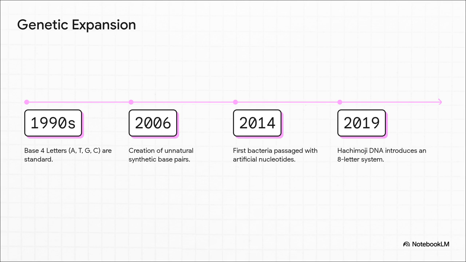For billions of years, life relied on just 4 standard letters, A, T, G, and C. But look at this acceleration. By the early 2000s, scientists were creating unnatural synthetic base pairs in the lab. In 2014, living bacteria actually replicated using artificial nucleotides inside them. And by 2019, Hachimoji DNA was born, an entirely synthetic 8-letter genetic system with massive information density. We literally doubled the genetic alphabet in a fraction of a human lifetime.